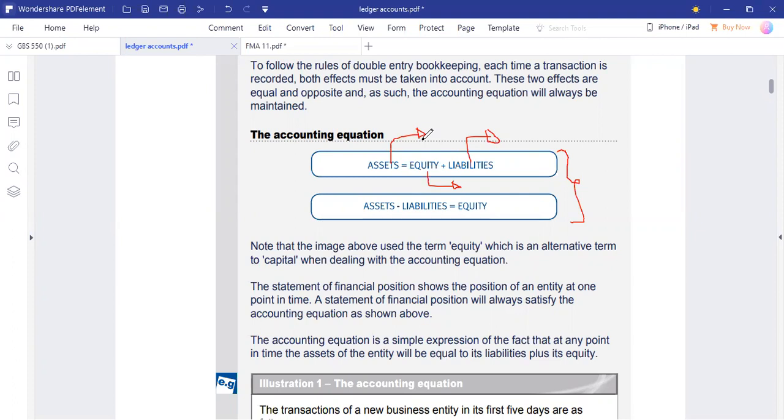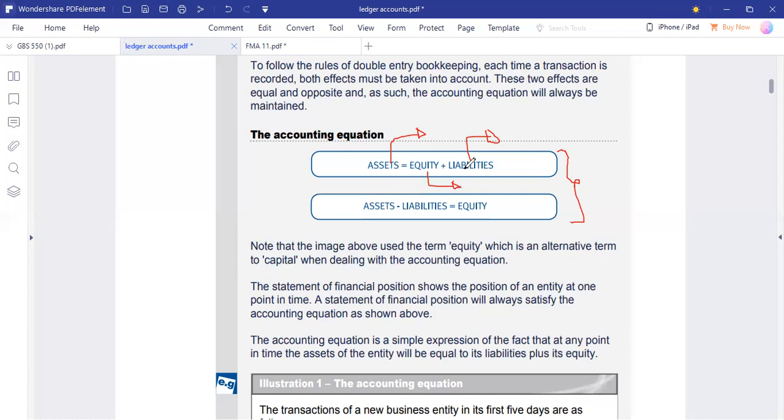Then we also have what we call the non-current assets, which are actually the fixed assets. The current assets are simply what we own that can easily be converted into cash within a year, like cash itself, cash at bank, stock, prepayments, and our debtors.